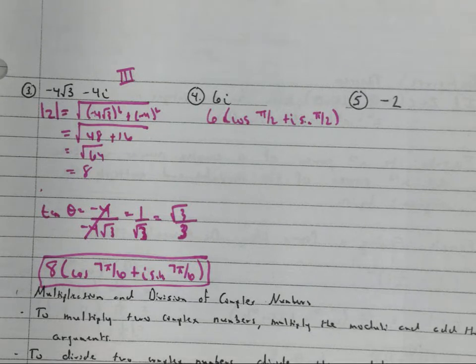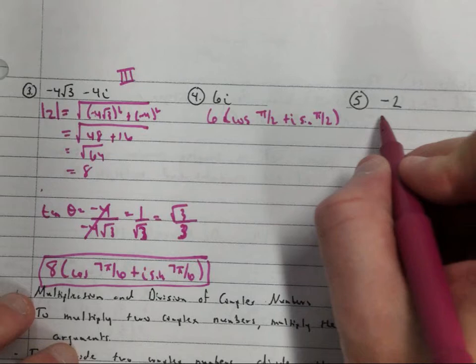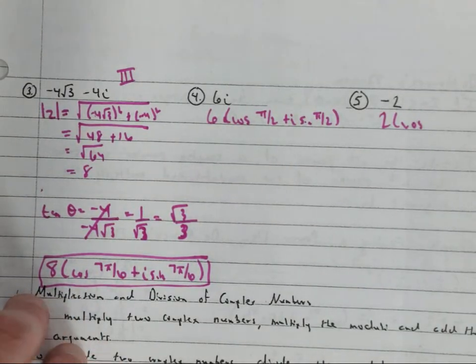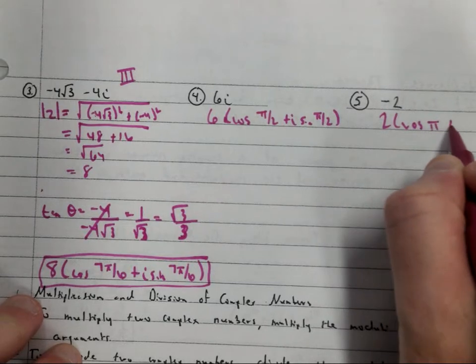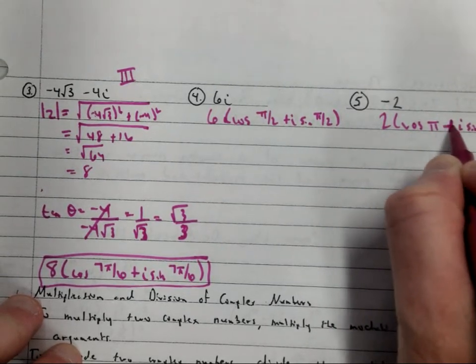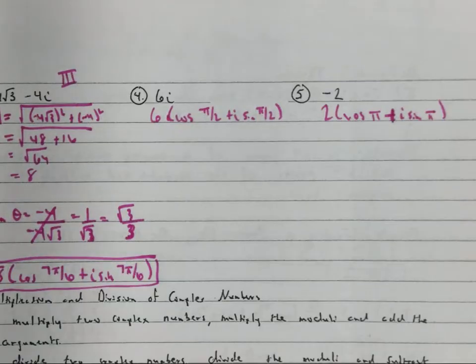Number 5, negative 2. If I was to graph that, that's as if I'm graphing negative 2, 0. So I'm going over here. What's your modulus for this? 2. So you put 2 down. What is the angle over here? Pi. And that's my answer.